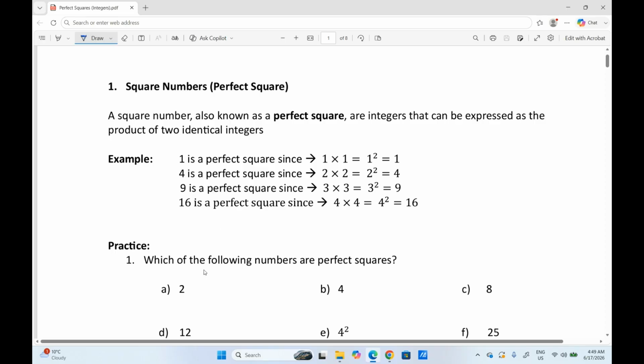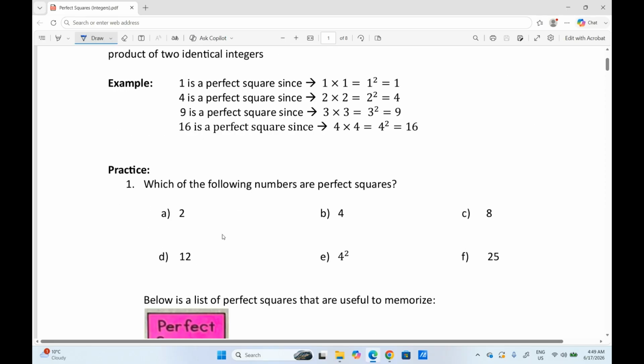Now, if we do practice, which of the following numbers are perfect squares? Let's look at 2. Is there an integer that can multiply by itself to get 2? No, most likely not. So 2 is not a perfect square. What about 4? Is there a number that can multiply by itself to get 4? Yes, there is. 2 times 2 equals 4. So this is a perfect square.